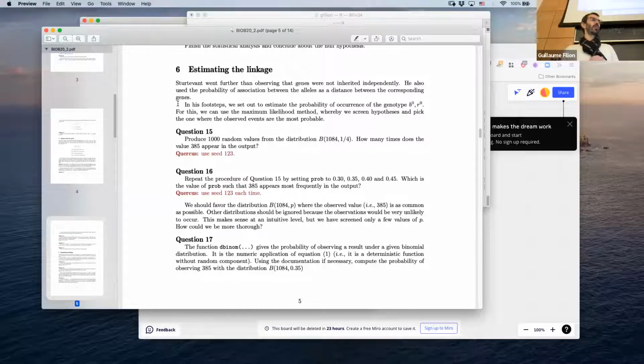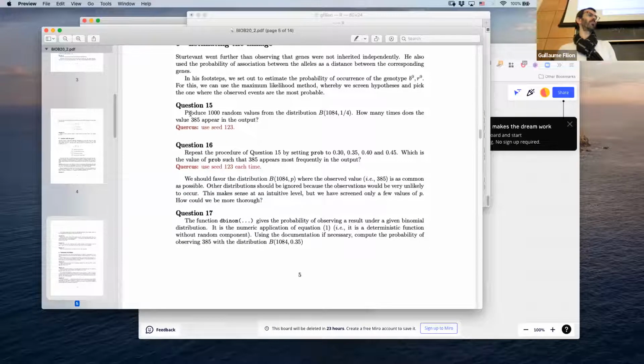In his footsteps, we set out to estimate the probability of occurrence of the genotype B0 R0. For this, we can use the maximum likelihood method, whereby we screen hypotheses and pick the one where the observed events are the most probable. That's something really new, a very new way to think about gaining information for us. We're going to introduce that concept now in this chapter. But the next chapter will be all about maximum likelihood hypothesis test estimation.